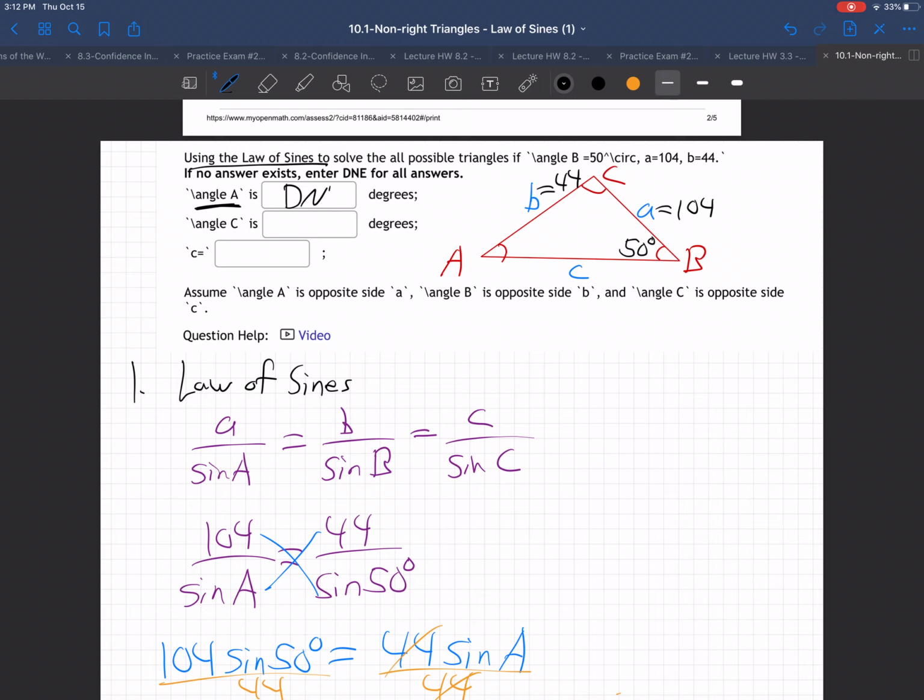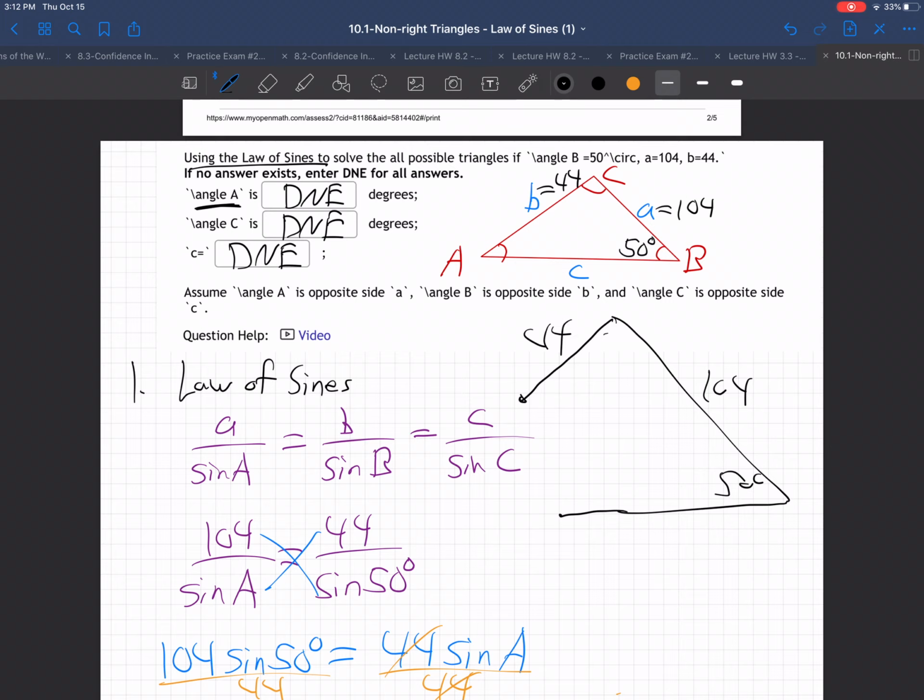So our answer is angle A does not exist. It's simply not possible to do it, right? That's like if I said, okay, here's 104, and this angle's 50 degrees, and I want the other side, this B side up here, to only be 44. It's short. So make a triangle out of that. Well, they don't connect up, right? You might think, well, you can bend this to any angle you want. But it's not going to make it to the other side, because this is fixed at 50 degrees and this is fixed at 104. That's an impossible triangle.